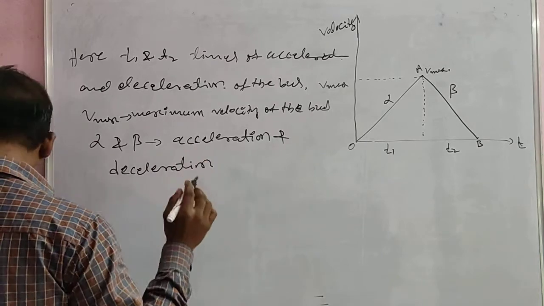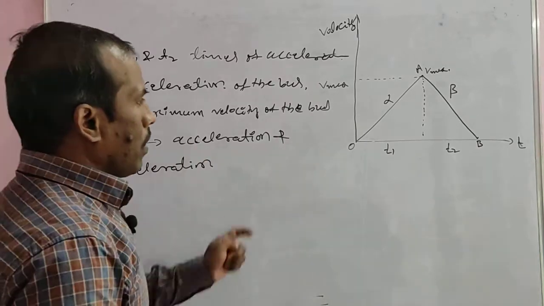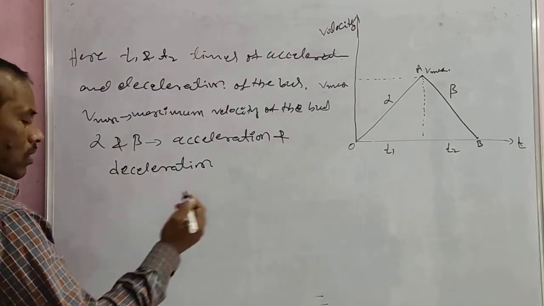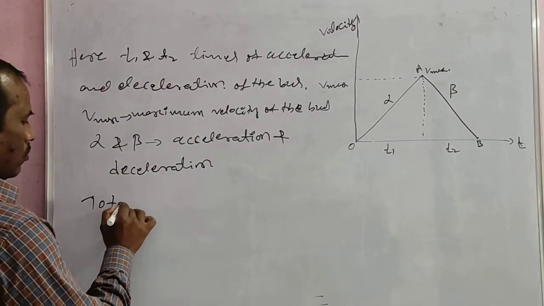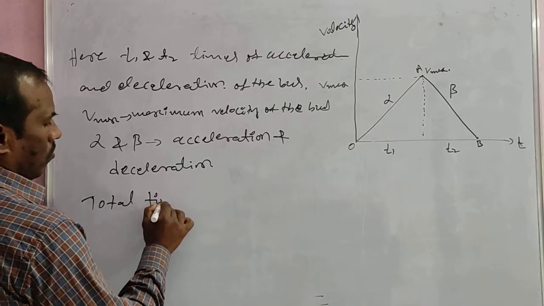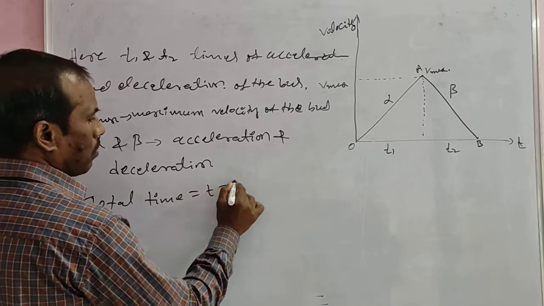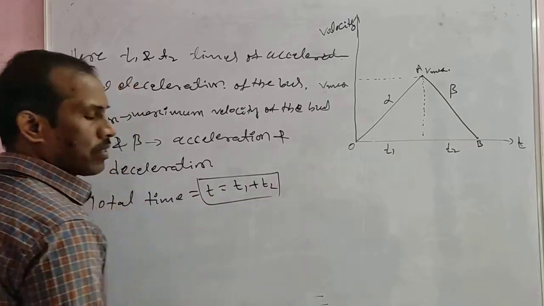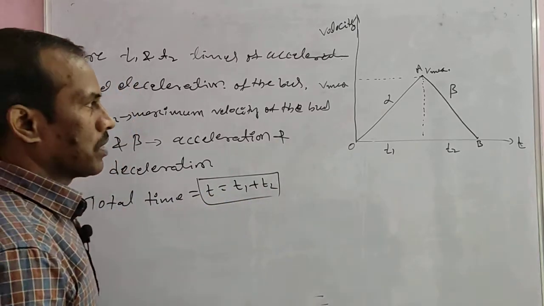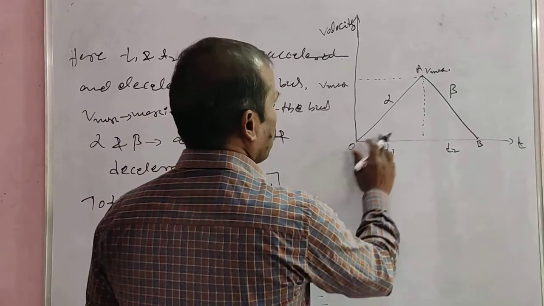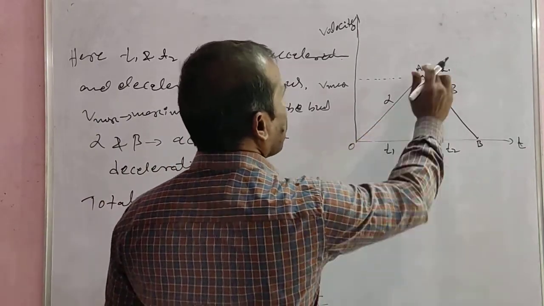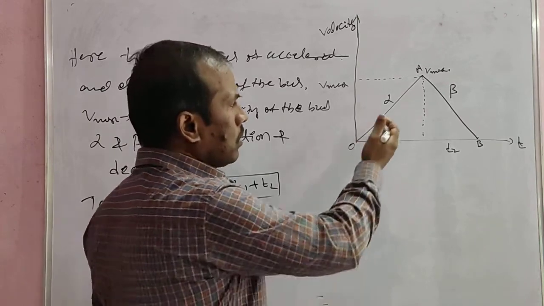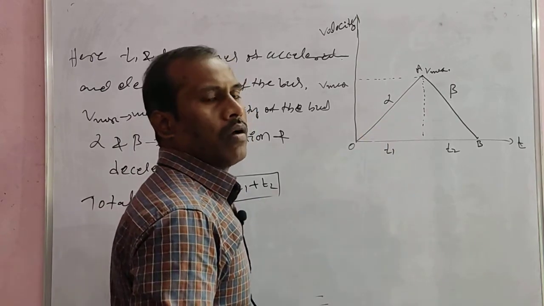Next, the total time of the bus travel, T, is equal to t1 plus t2. Now first of all, the positive slope OA gives the acceleration of the bus.